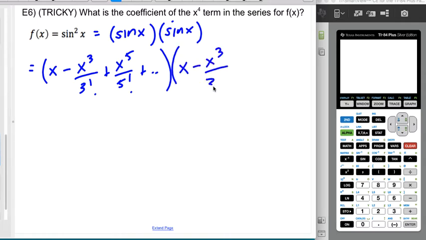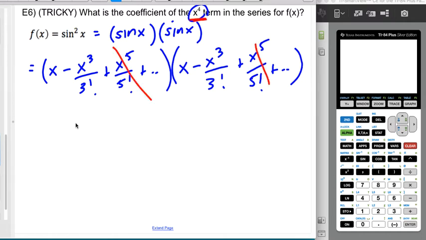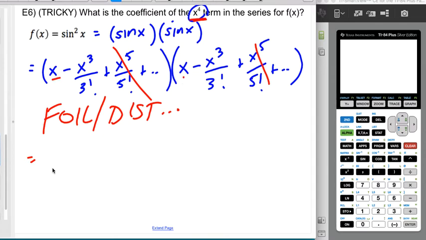The trick here is that since I want x to the 4th, I only really care about terms that are x to the 3rd or lower, because both of these are too big to multiply to an x to the 4th. So as I multiply, I'm going to FOIL / distribute. It's not technically foiling, but my first term would be x times x, so that's an x squared.